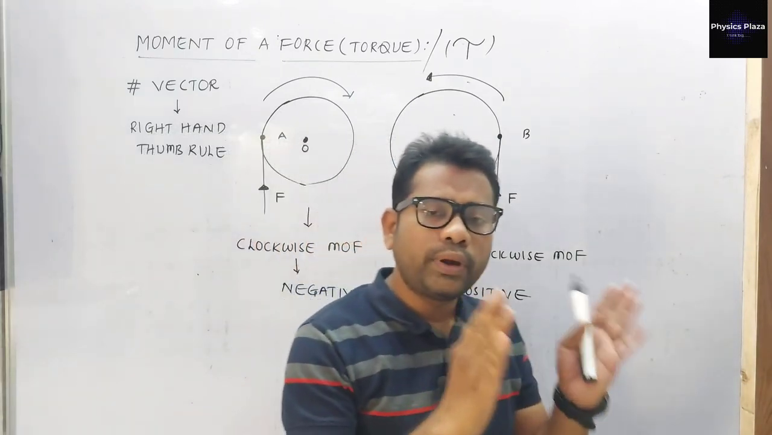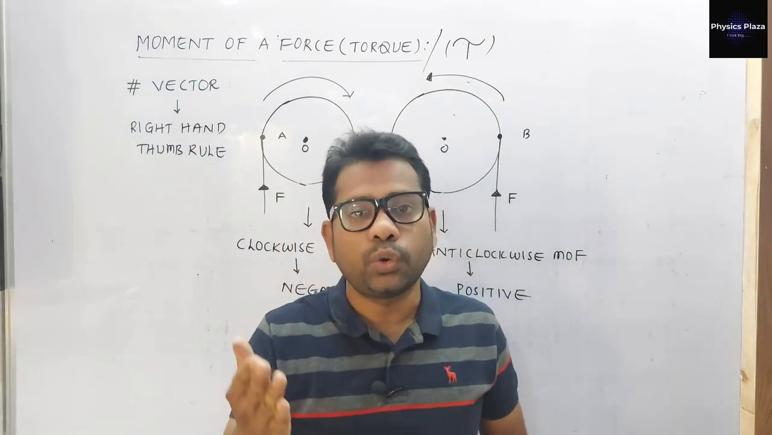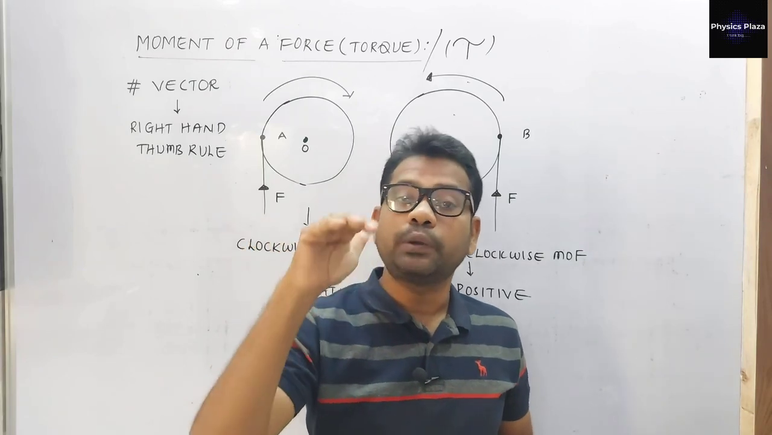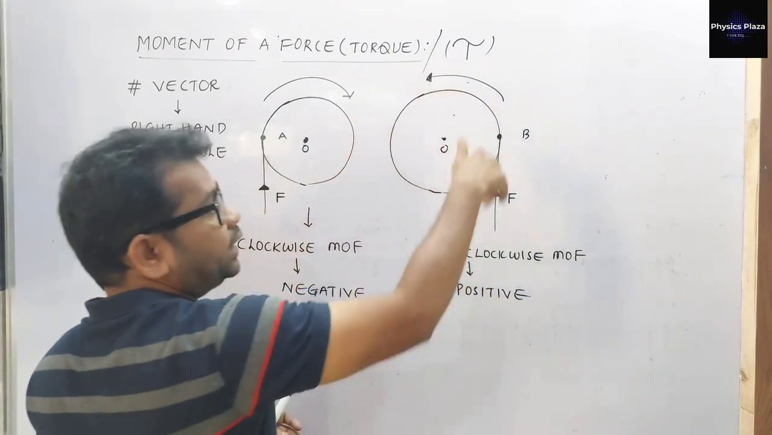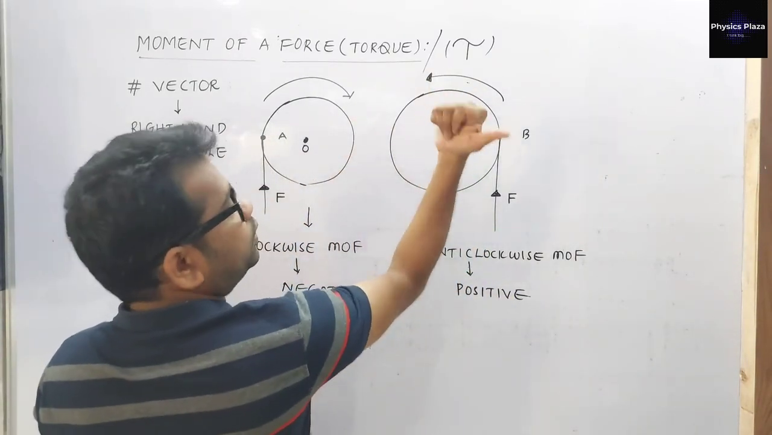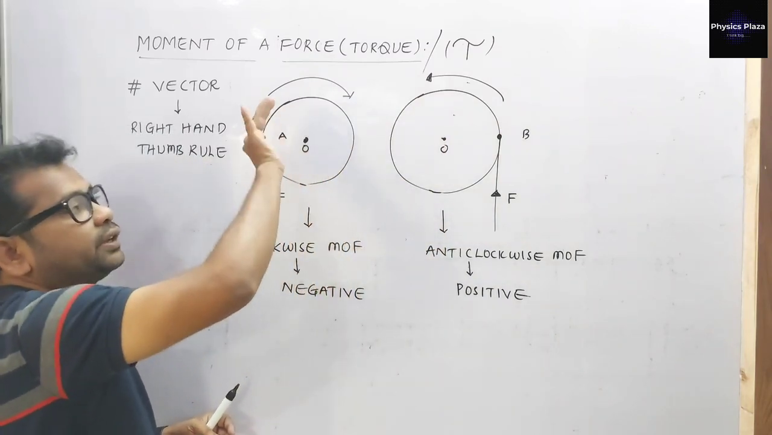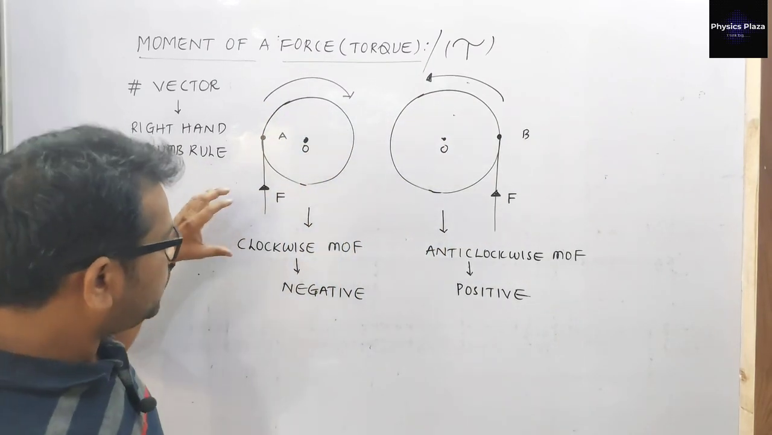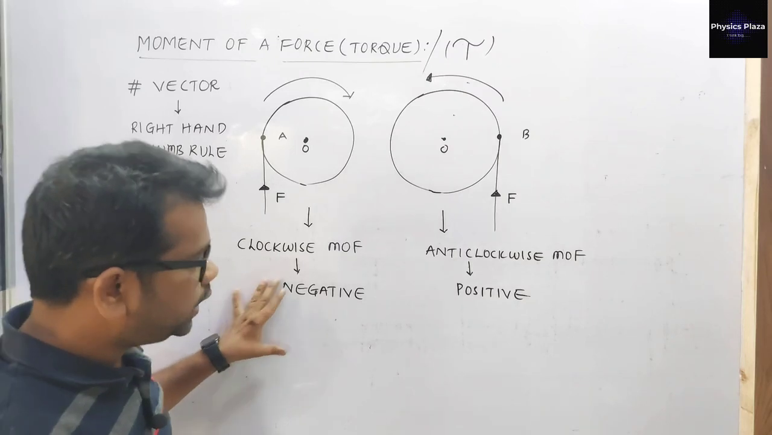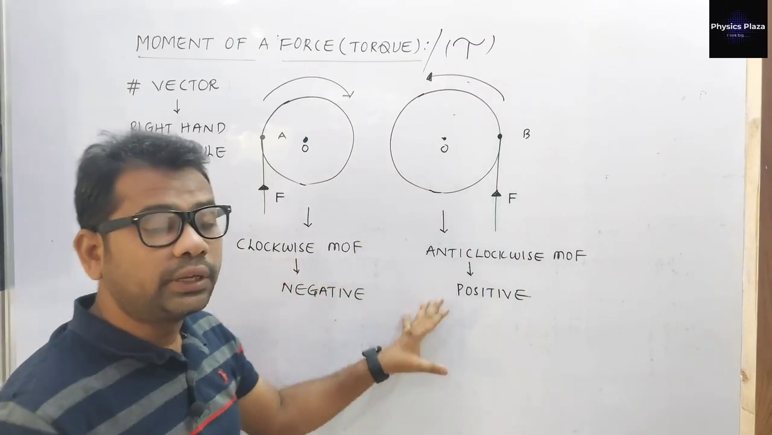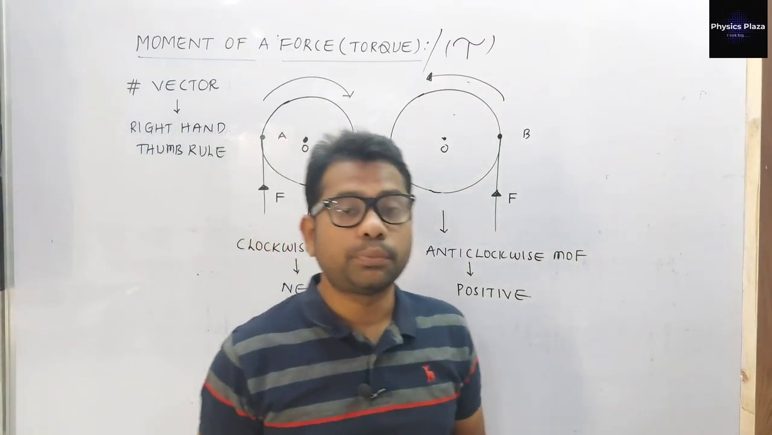Which means moment of force is always along the axis of rotation only. It might be outward or it might be inward. When it is anti-clockwise, it will be outward. When it is clockwise, it is inward. Children, here clockwise movement is taken as negative and anti-clockwise movement of force is taken as positive. This is a very, very important examination point of view.